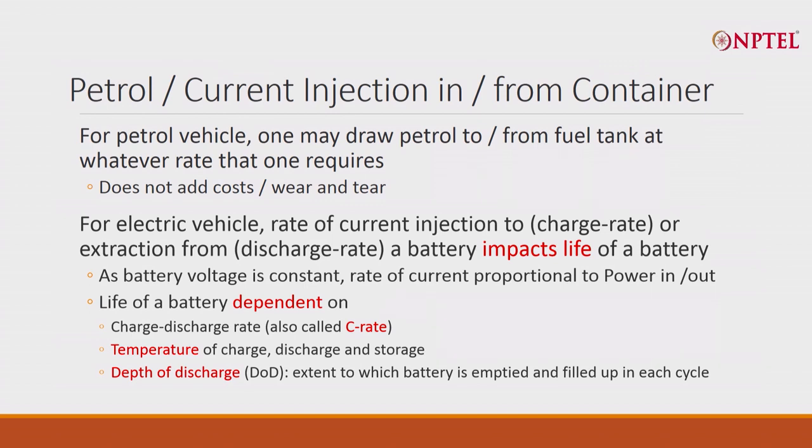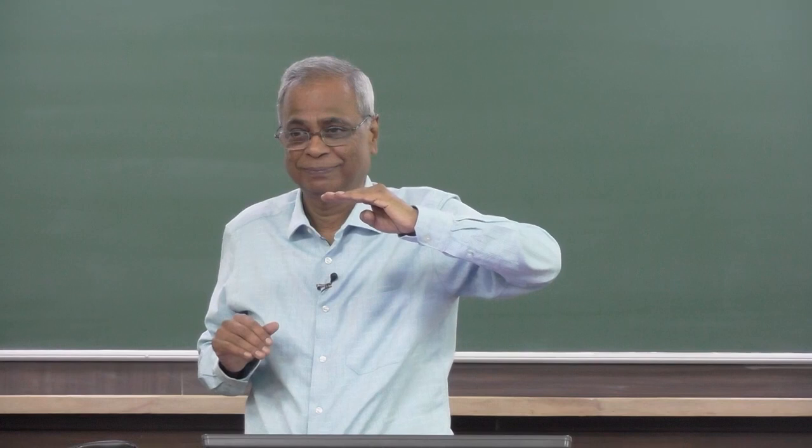Then there is something called, it is a very peculiar thing. In a petrol vehicle you fill the petrol. In a battery if you fill it completely, life is not good. And that is measured by a parameter called depth of discharge. You do not fill it completely. Maybe you fill it up 85%, 90%. Do not fill it to the rim.